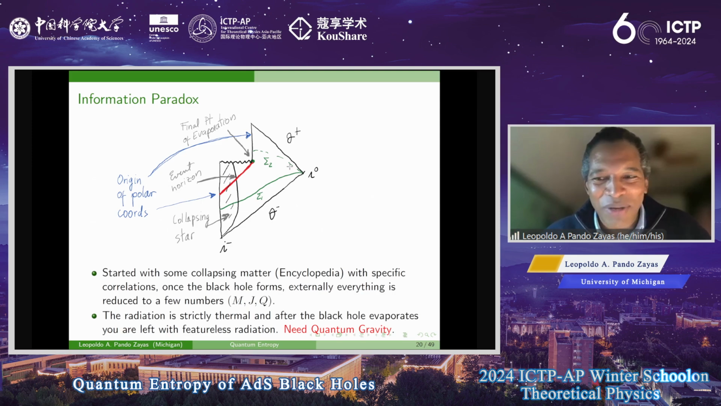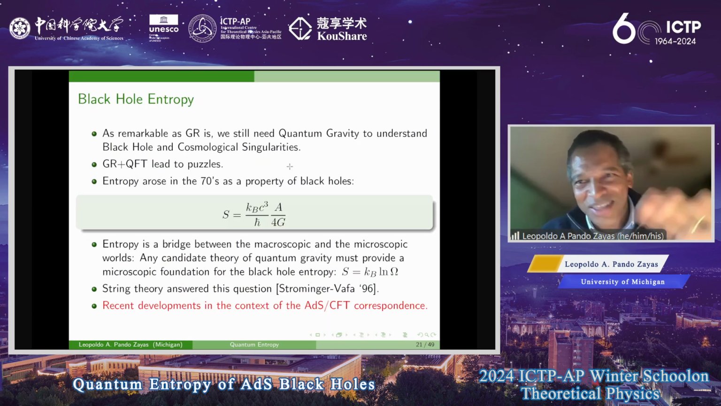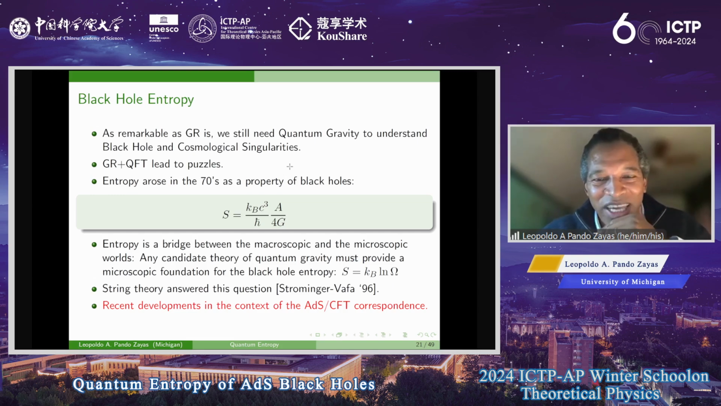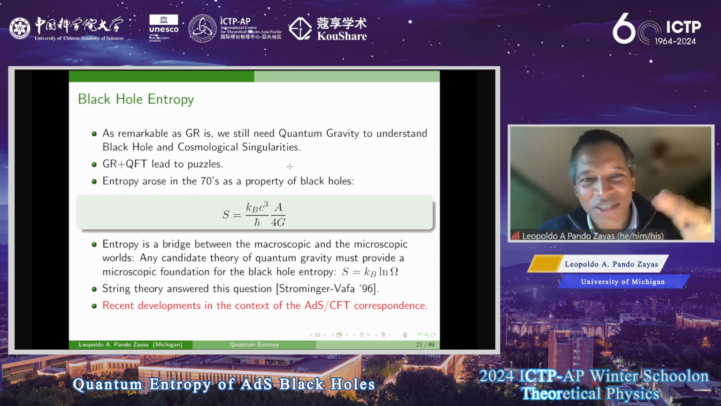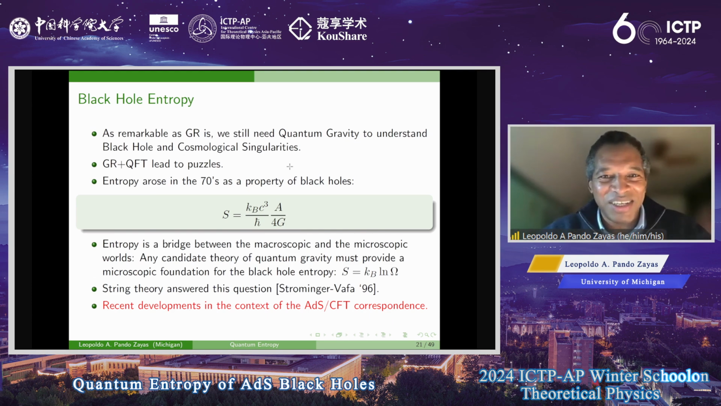So now let me start in the direction of new material. Again, as remarkable as GR is, and we now know and understand its main results in many different ways, we still need quantum gravity. We still need a theory that will tackle black hole issues like this evaporation of the black hole. And of course, there are cosmological singularities, which I did not mention explicitly, but we know is an important problem.